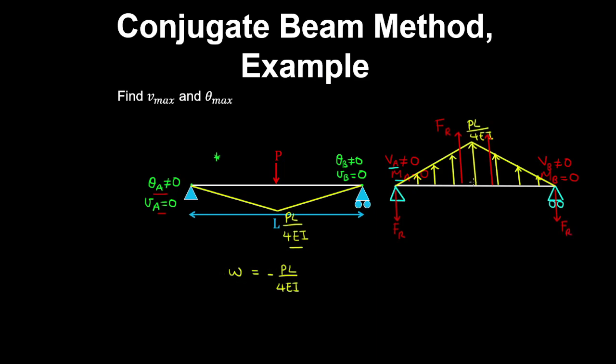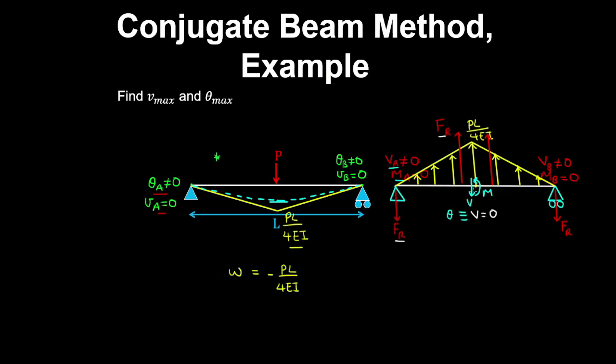So if we cut the beam just before midspan, we expose a shear force and a bending moment. And as we can see, these two forces cancel, so the shear force at midspan is 0. And that's expected because this beam deflects in a symmetric manner such that the rotation at midspan is 0. So as we said, the shear force in the conjugate beam is equivalent to the rotation in the real beam.